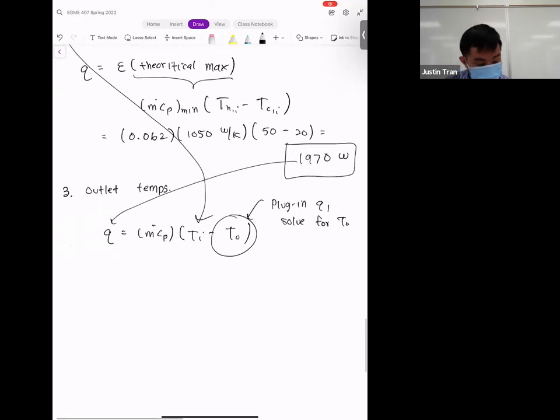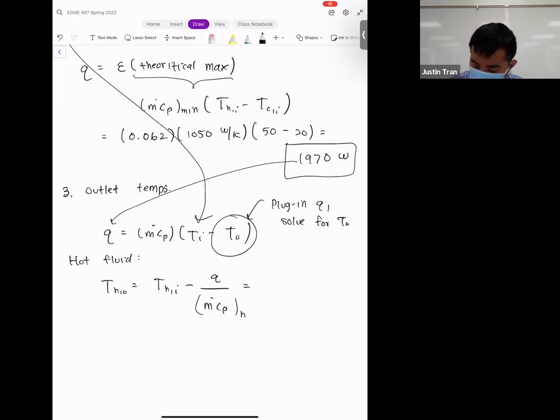Okay, so let's go ahead and do that. First, let's do the hot fluid. The hot fluid is on the inside. If we solve for THO, we get THO is equal to THI minus Q divided by m dot Cp of the hot fluid. And so we get an outlet temperature for the hot fluid to be 48.1 degrees C.